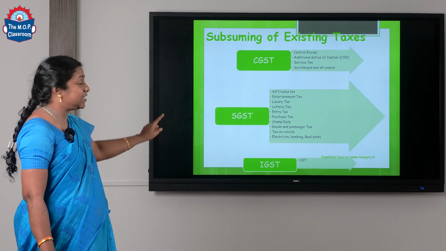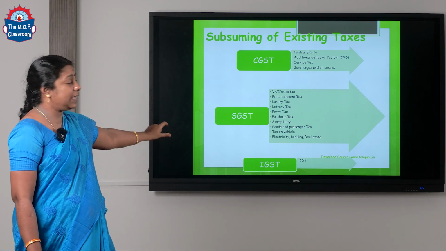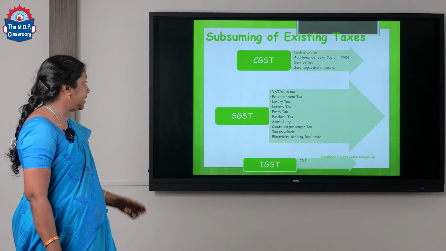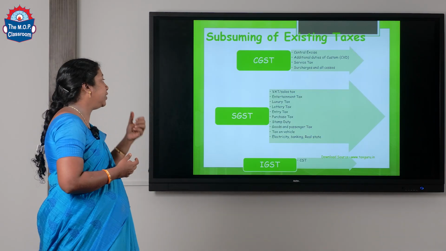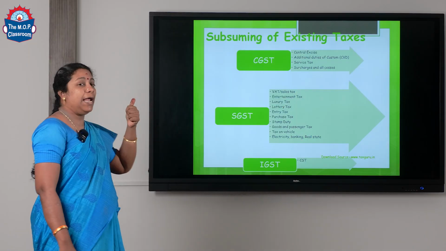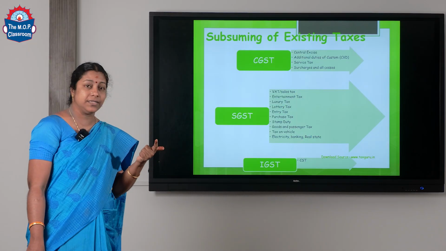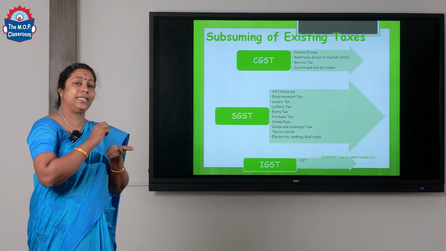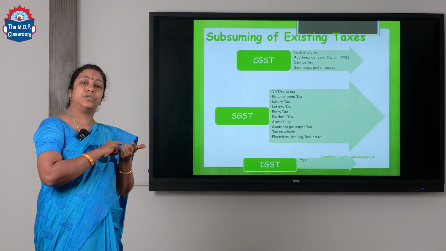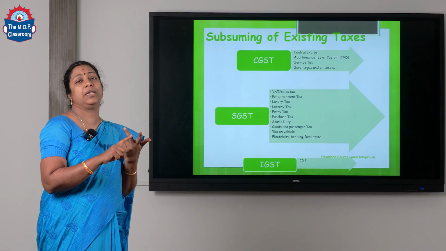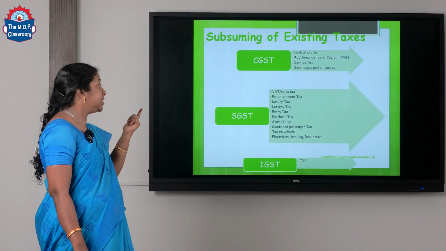What are the taxes which are going to be subsumed in or replaced with SGST? The state level value added tax is going to be replaced with SGST. Entertainment tax, if you go to theatres and buy a movie ticket, you can see the entertainment tax. Earlier they used to take it as entertainment tax, now it is going to be replaced with CGST and SGST.